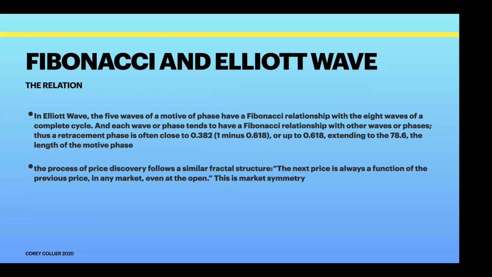Now, here's the relationship. Again, in Elliott Wave, the 5 waves of a motive phase have a Fibonacci relationship with the 8 waves of a complete cycle. Each wave or phase tends to have a Fibonacci relationship with other waves or phases. Thus, a retracement phase is often close to the 0.382, which is 1 minus the 0.618, or up to the 0.618.